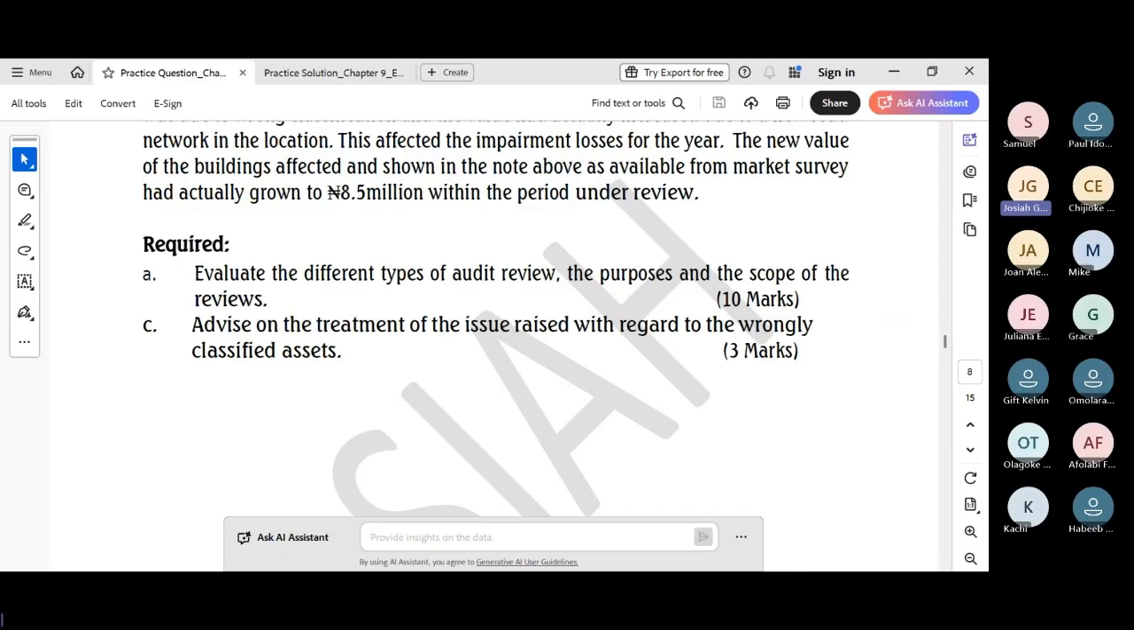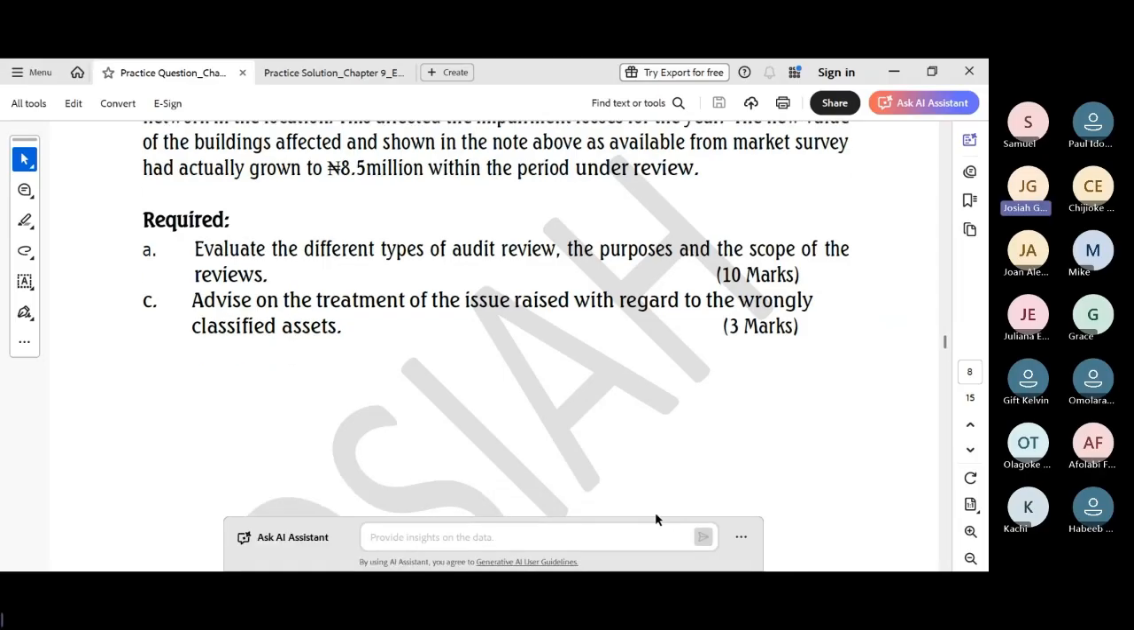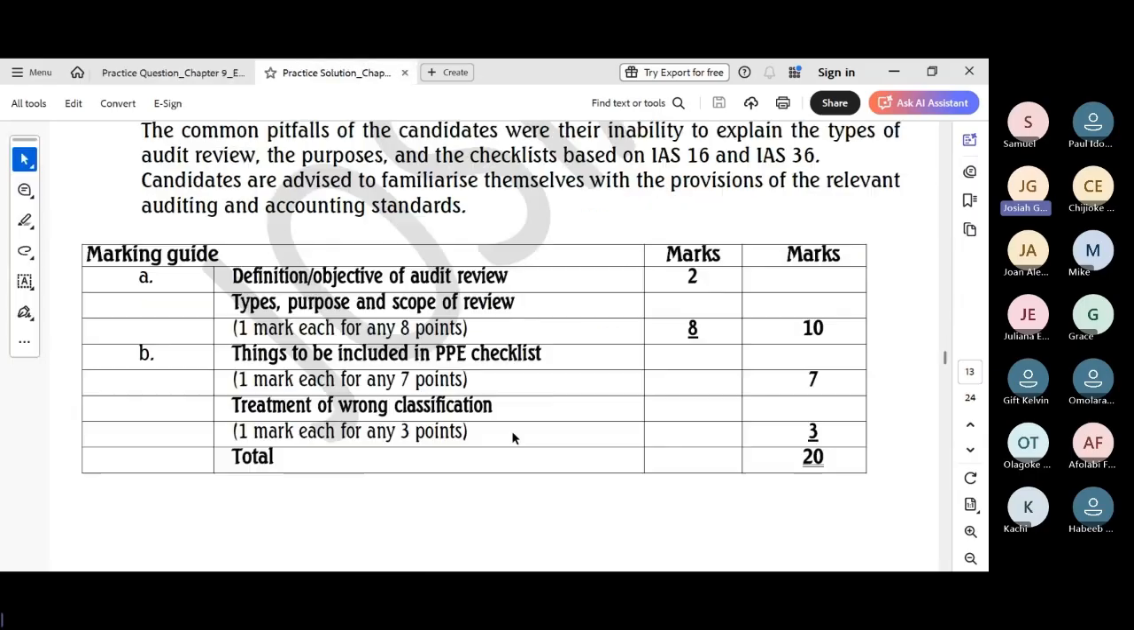The objective of audit review is 2 marks. I think the 2 marks are marked for this. Though it's not explicitly stated. I think it's explicitly stated. Yes, the definition and objective is 2 marks.